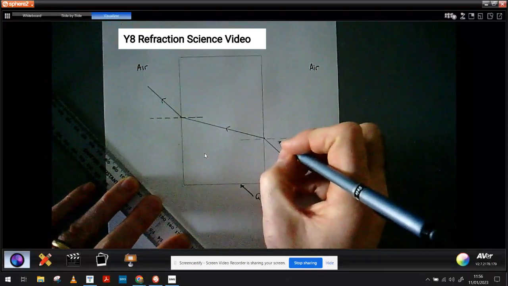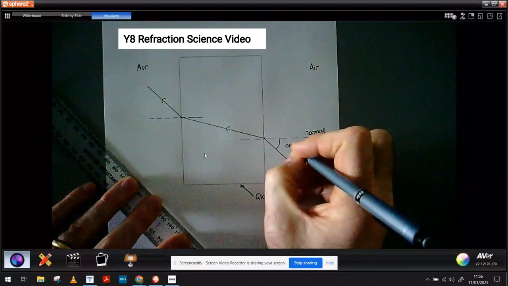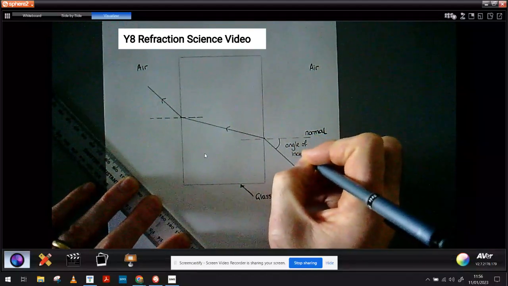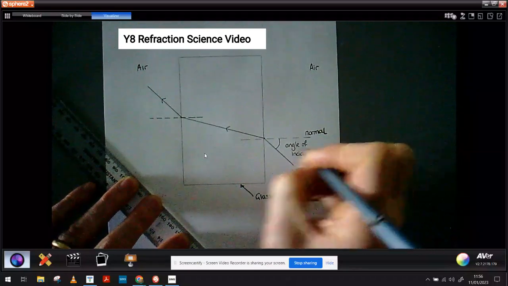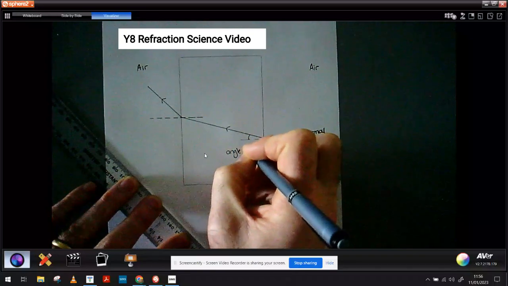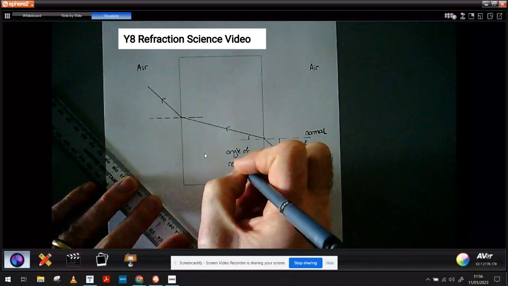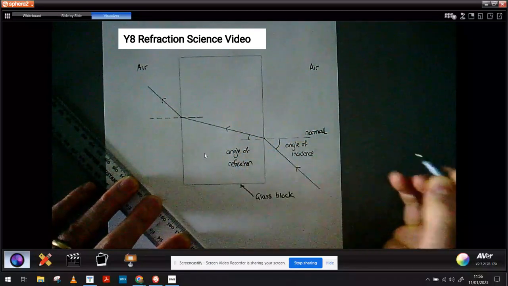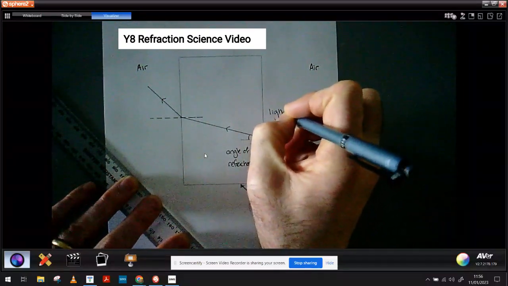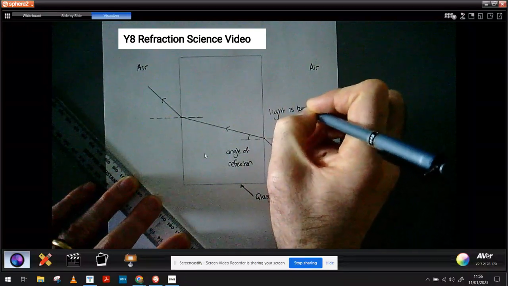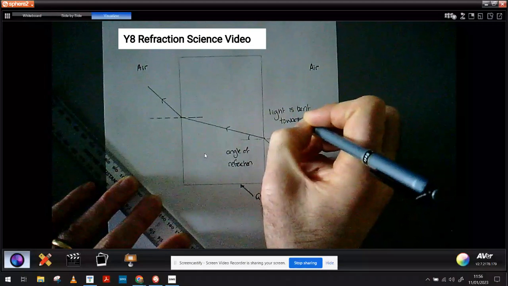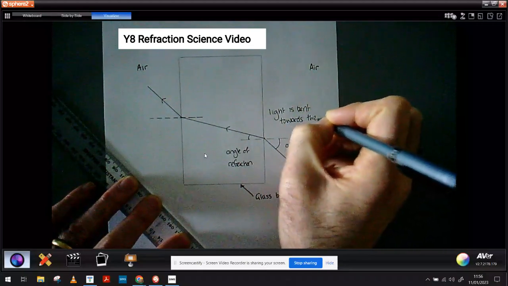So here we have our angle of incidence, and here we have our angle of refraction. And in this case, we can see that the light is bent towards the normal.